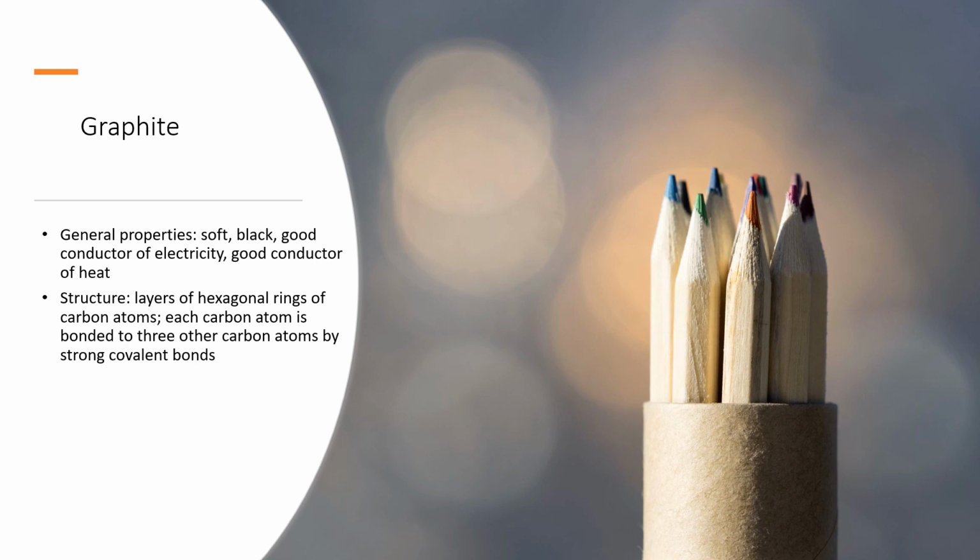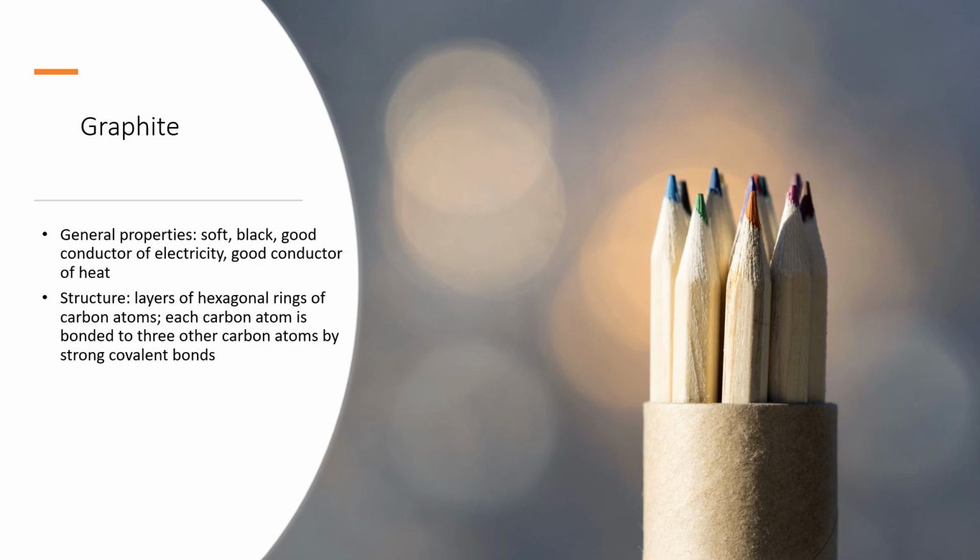Now let's see about graphite. Graphite is soft and black. It is a good conductor of electricity and heat. Graphite has a layered structure with each layer consisting of hexagonal rings of carbon atoms. Each carbon atom in graphite is bonded to three other carbon atoms by strong covalent bonds.